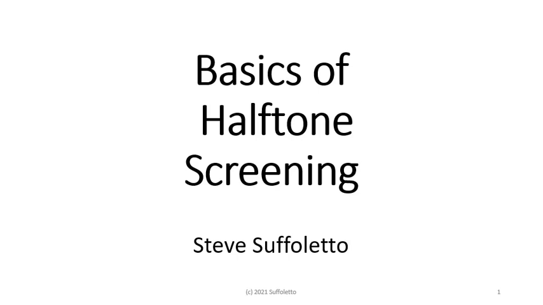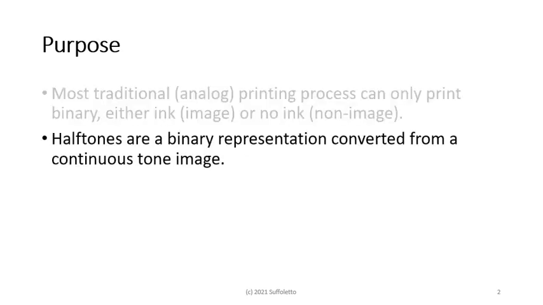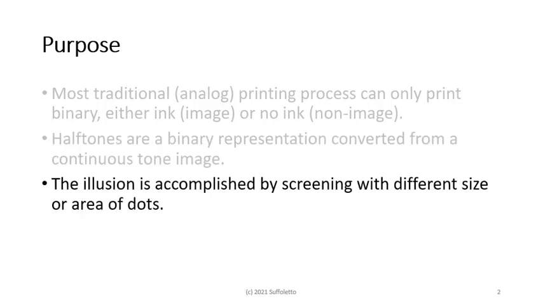Today's presentation is going to discuss the basics of halftone screening. The purpose is most traditional or analog printing processes can only print binary images, meaning they can only print image areas with ink or non-image areas with no ink. Therefore, they're binary. Now, halftones are a binary representation that has been converted from the original continuous tone image. This halftone illusion is accomplished by screening with different size or area of dots.